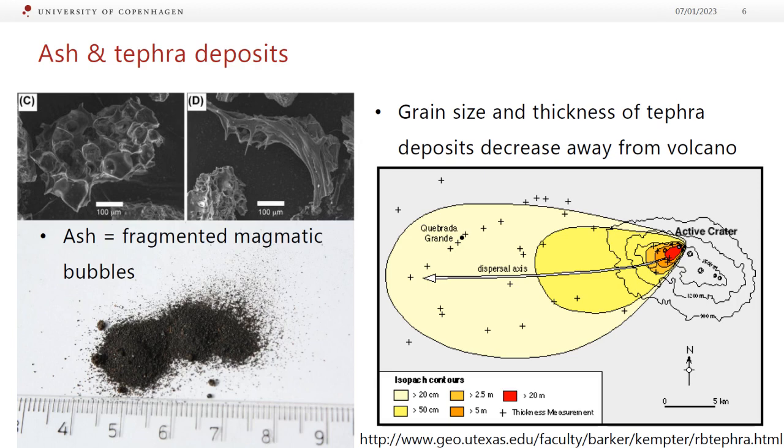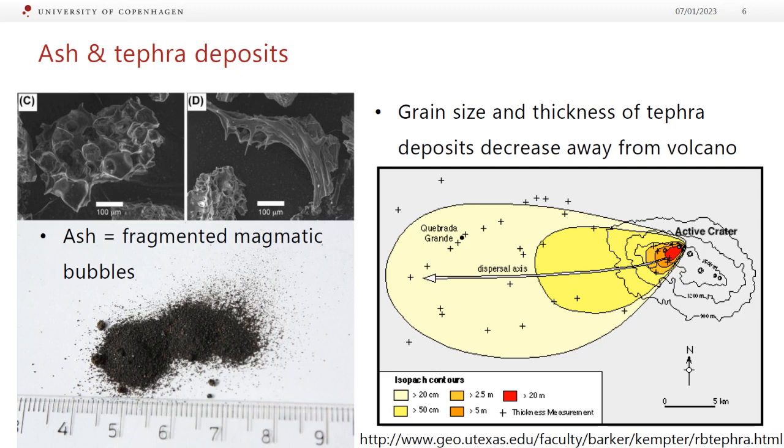And what then happens with the ash is that it gets brought right up into the upper atmosphere, it's dispersed by the wind, and you get this downwind plume of ash cloud, and then that rains out. And you can see here, this is something called isopach contours. Isopach just means constant thickness.